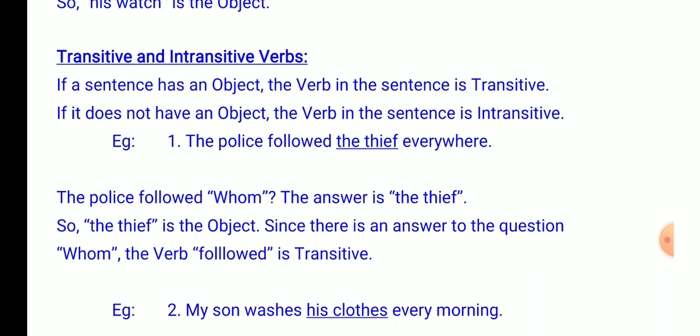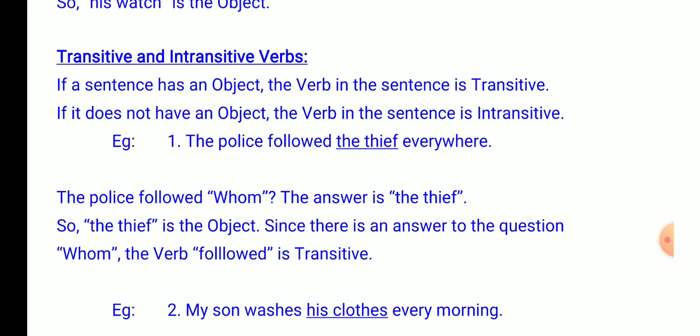Now, we can move on to the transitive and the intransitive verbs. What is a transitive verb? If a sentence has an object, the verb in the sentence is transitive. What is an intransitive verb? If a sentence does not have an object, the verb in the sentence is intransitive. So, whether a verb is transitive or intransitive depends on the presence of the object in a sentence.